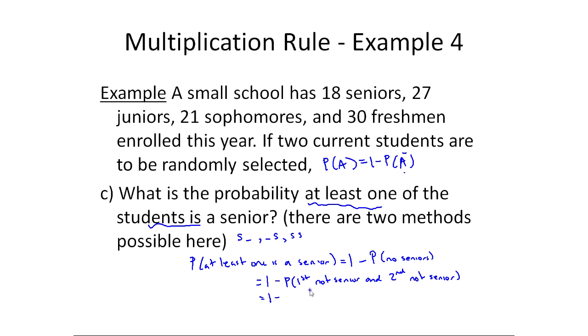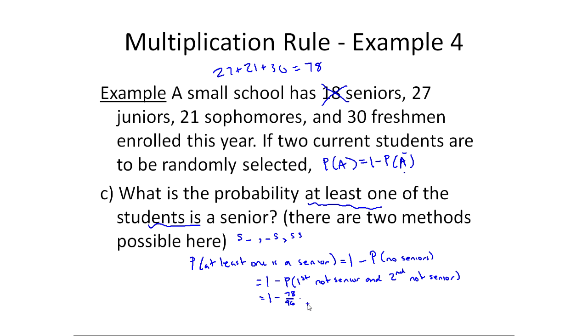So this would be 1 minus, and now I'm using the "and," so I've got to use a multiplication rule. The first is not a senior. Well, there's 96 students. How many of them are not seniors? Well, it'd be everybody except for these 18, right? So it would be 27 plus 21 plus 30, which is 78. So this would be 78 out of 96.